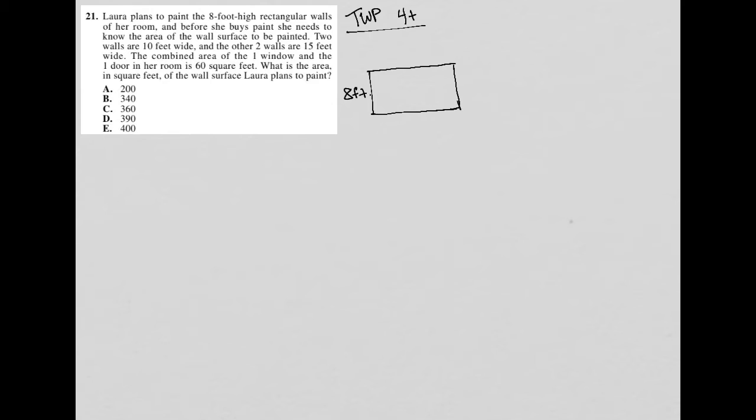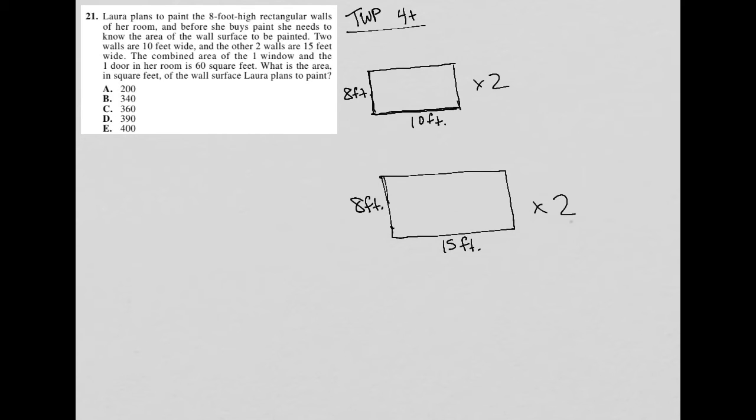So let's keep reading. 2 walls are 10 feet wide. All right, so I have 2 walls that are 10 feet by 8 feet, right? Because we already were given the height. Now we're just given the width. So I know I have this times 2. And the other 2 walls are 15 feet wide. Okay, so I have another 2 rectangular walls that are also 8 feet high. And these, however, are 15 feet wide. And again, that's times 2.